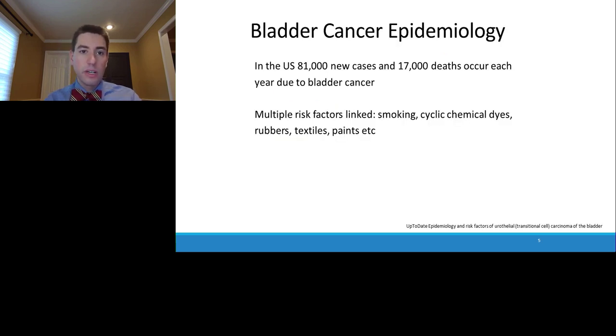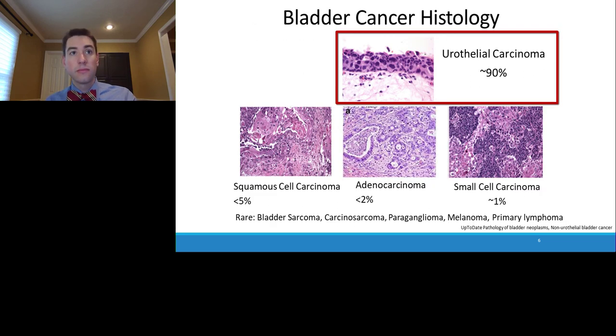And just touching a little bit on bladder cancer epidemiology, in the US, there are 81,000 new cases and 17,000 deaths each year due to bladder cancer. And there are multiple risk factors, including smoking, chemical dyes, rubbers, and textile paints.